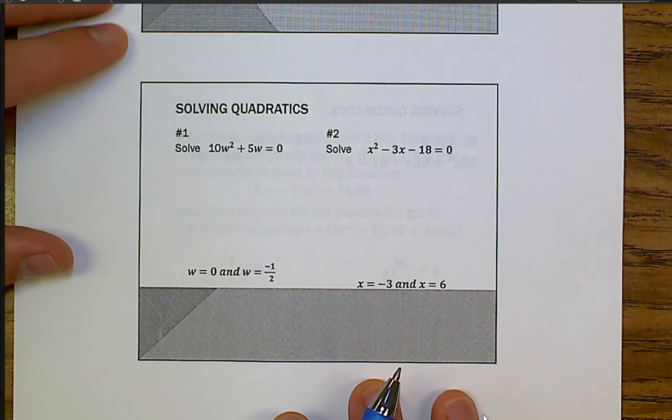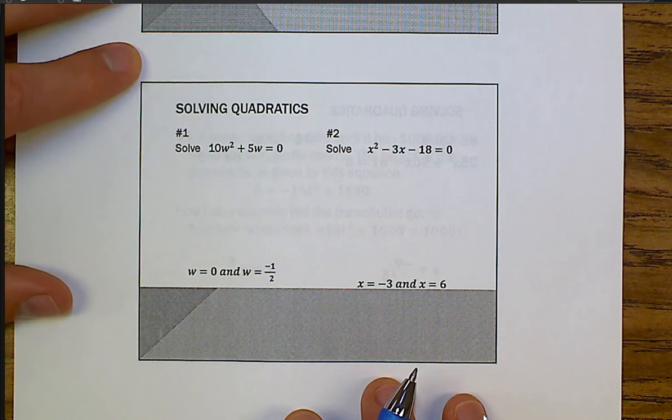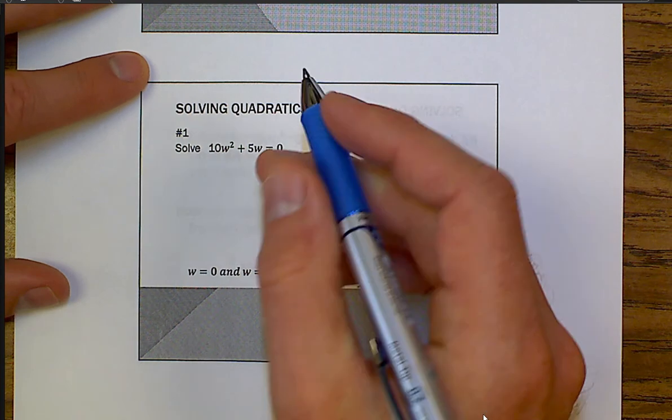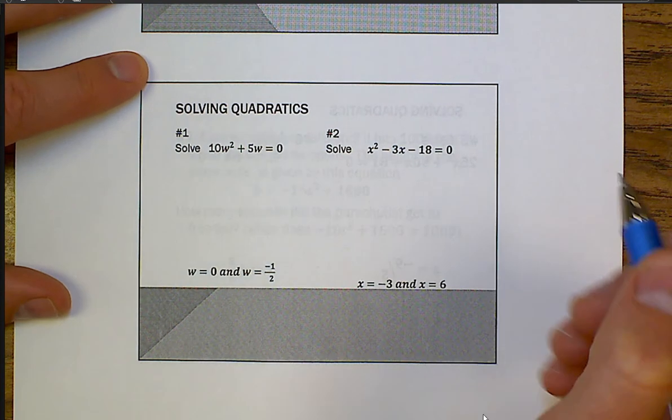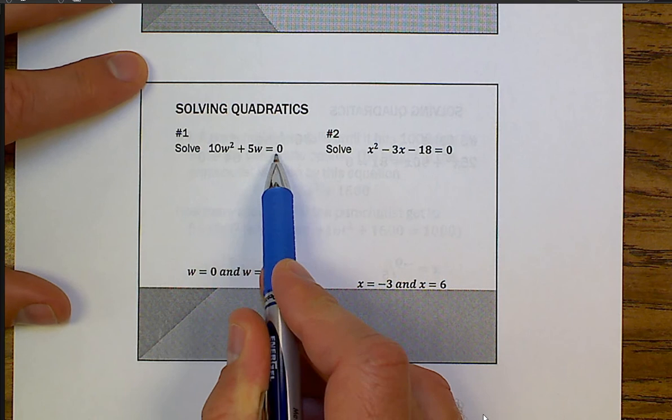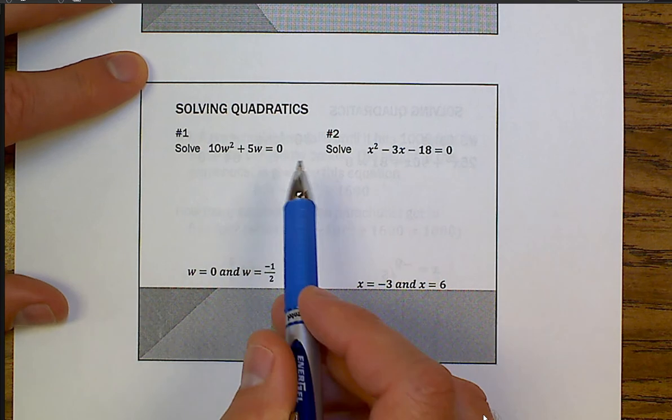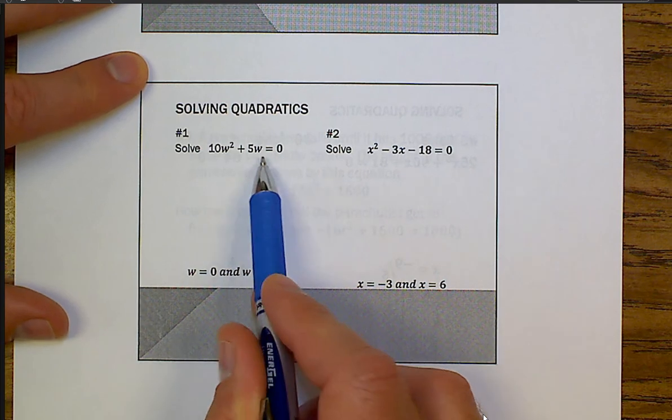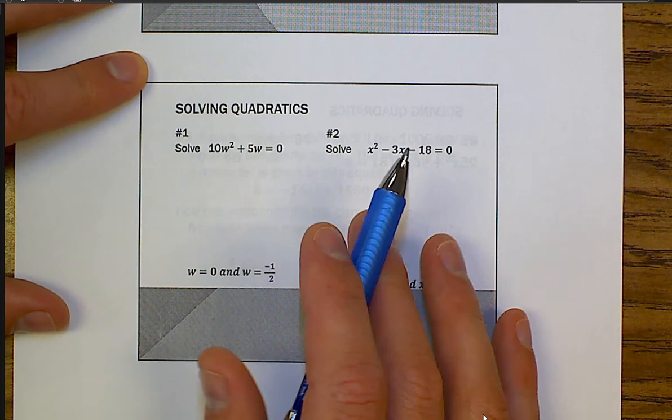So number 1 says solving the quadratics. And the first thing we're going to do here is look to factor. Now you'll notice in all of these it is set equal to 0. That is a good thing because we're actually solving for the variable. It's not an expression, and so we're solving here.